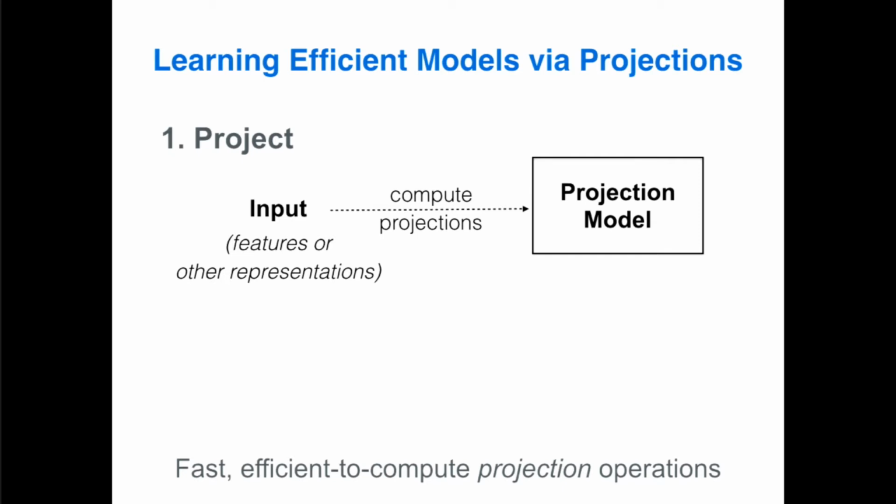So there are 3 steps in the process. One is projection. We define a set of operations, which we call projection operations, which transform some input or some intermediate representation, which could be a hidden layer in a network, into a set of nodes or representations. This is what we'll call the projection model. So a projection model is nothing but a set of operations that you apply to any layer in the network. The key property is that it should be fast and efficient to compute, because that's what we are aiming for.